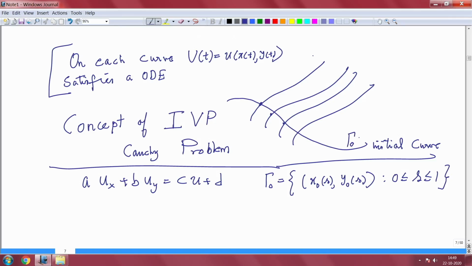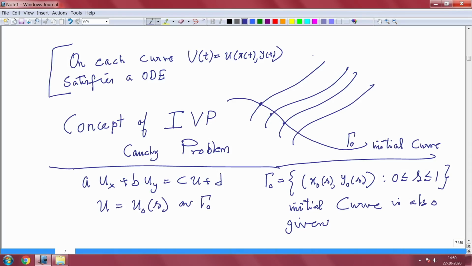Understanding this characteristic curve is quite important. On gamma naught, x naught of s, y naught of s is given to you, which means the initial curve is also given to you. You should understand what is given. And on that initial curve, the value of u is equal to u naught of s on gamma naught.